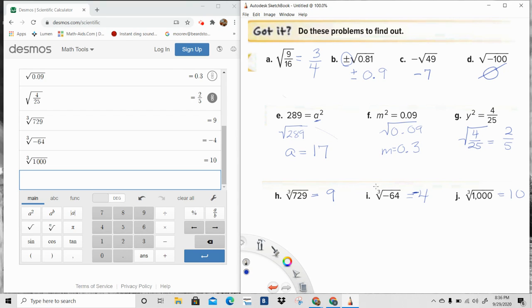Any odd roots or odd powers are going to have the negative sign underneath the radical when you undo them. So that's just a reminder for you guys when you're working on your IXL. Remember, if it's a square root symbol and there's a negative underneath it, it's an undefined answer. We can't figure out what that is yet.